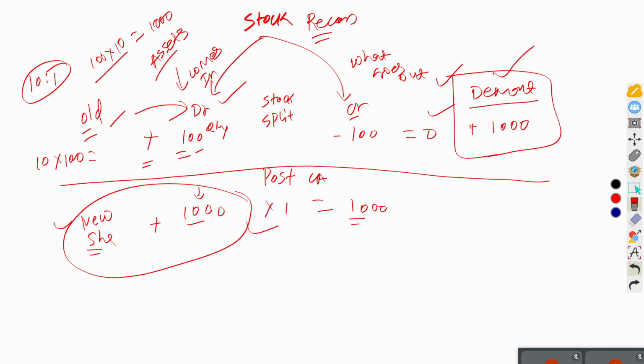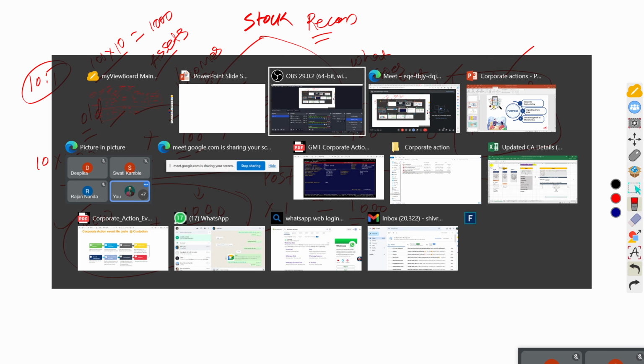So are you part of stock recon, anyone here in the group?